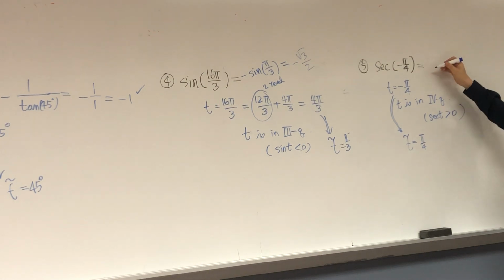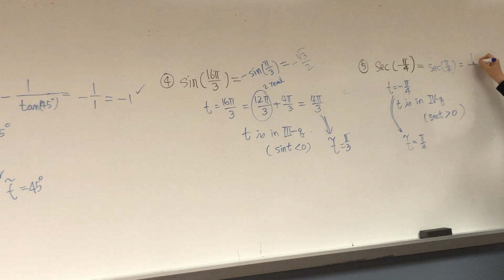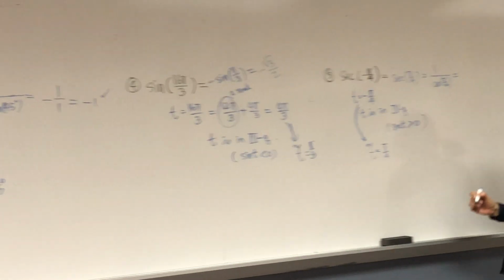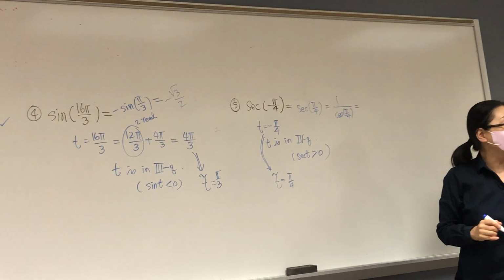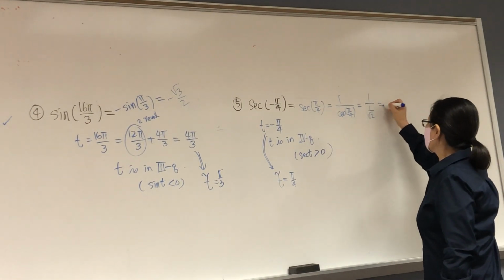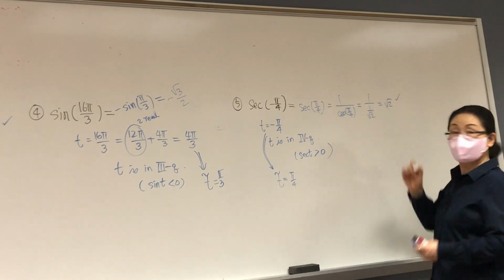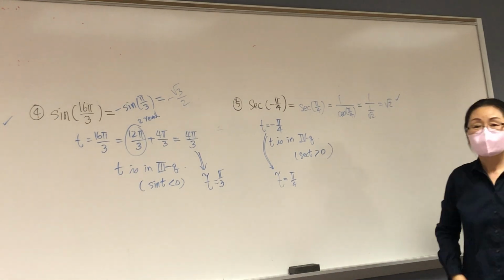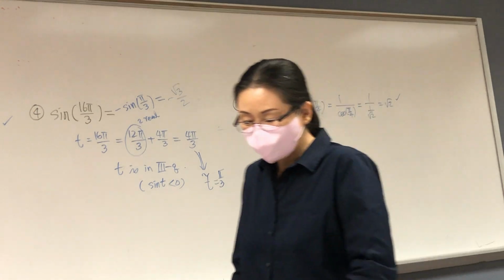So summarize it. This is equal to what? Just directly secant pi over 4. What is secant? Secant is 1 over cosine. So what is cosine pi over 4? 1 over square root 2. So flipped, it is square root 2. Yes? It's good?